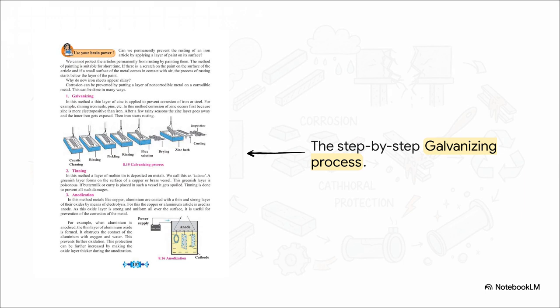For much more permanent protection, we use methods like galvanizing, which you can see step by step here. In this process, iron or steel is dipped into a hot bath of molten zinc. This creates a very thin, protective layer of zinc over the iron. Because zinc is actually more electropositive than iron, it acts as a sacrifice. The zinc will corrode first, bravely protecting the inner iron from rusting away.